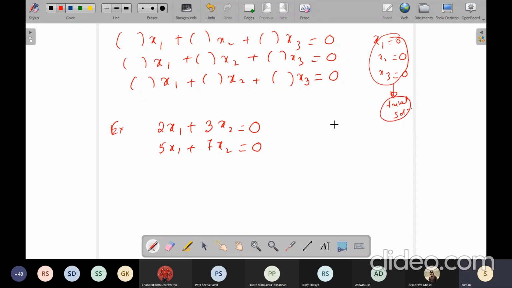Instead of this, let us say 2x1 plus 3x2 is equal to 0, and 4x1 plus 6x2 equal to 0. So from your understanding of basic coordinate geometry, you know that both of these represent the equation of the same straight line, maybe something like this.